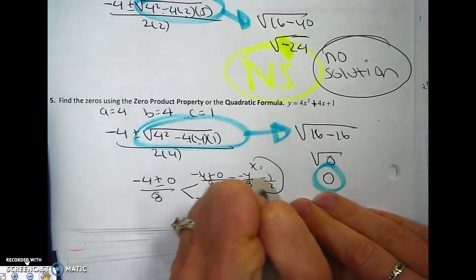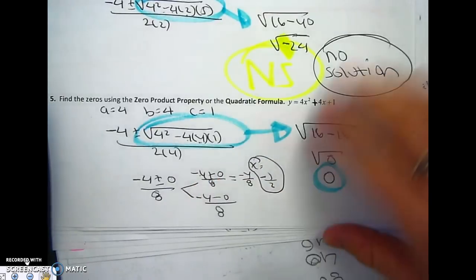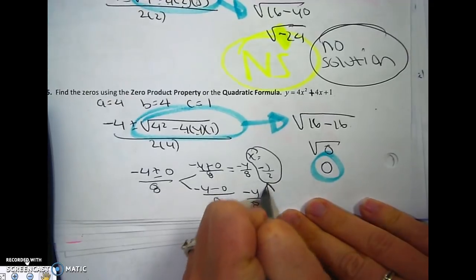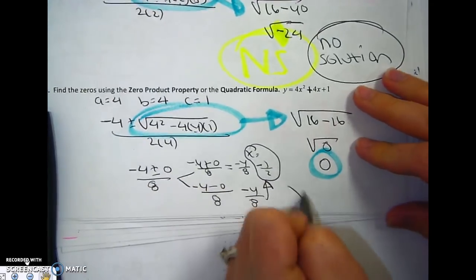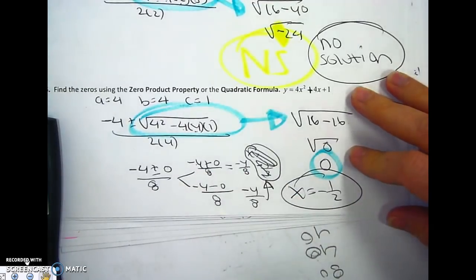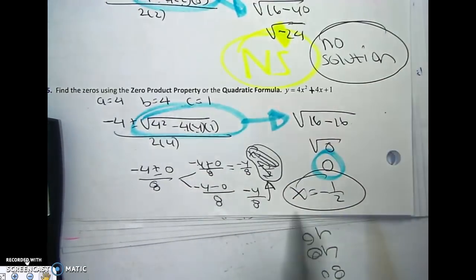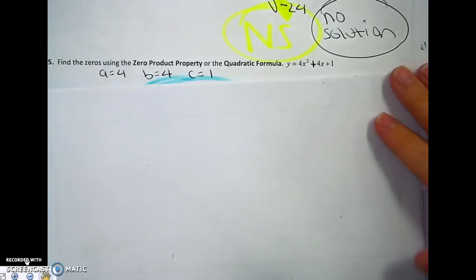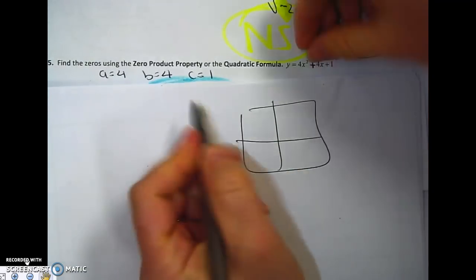Huh. This one's really interesting, and we'll talk about it in a second. This is also negative 4 over 8, which means the answer is just x equals negative 1/2. That's my only answer. Now, how come on the other ones I had decimals, but this one I needed a fraction? The reason why is I didn't even need to do the quadratic formula.